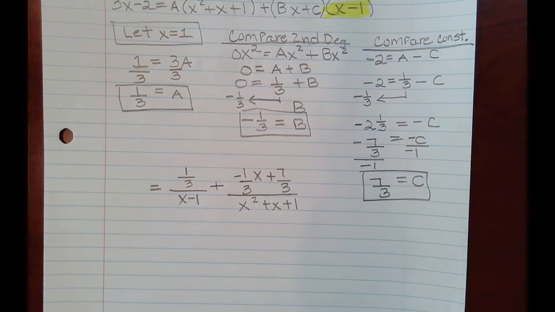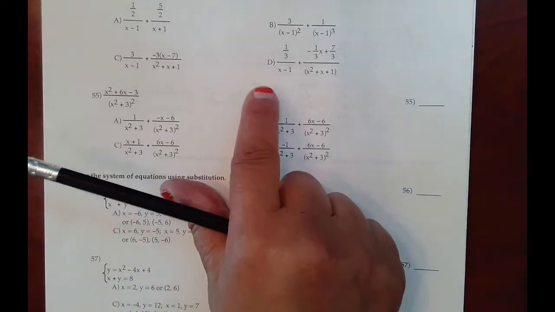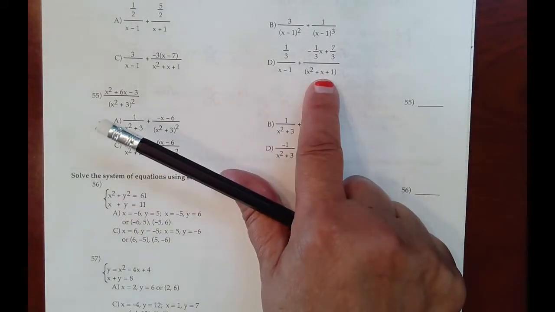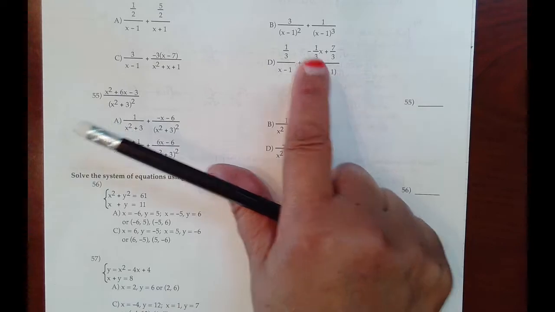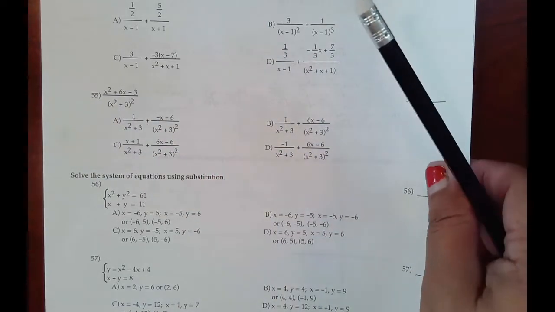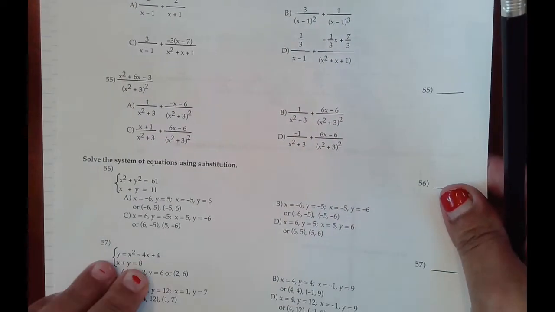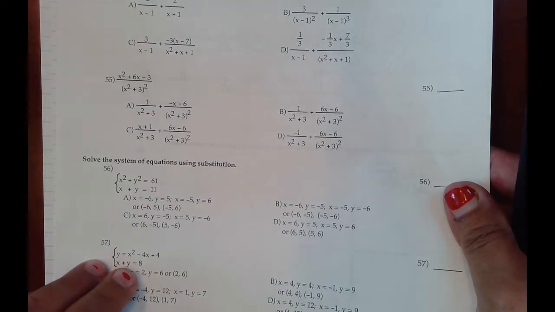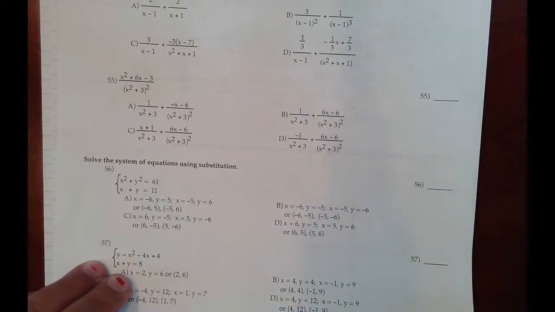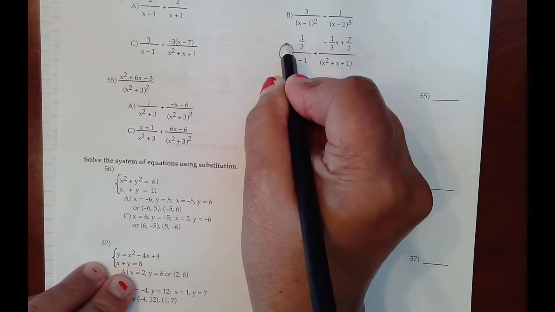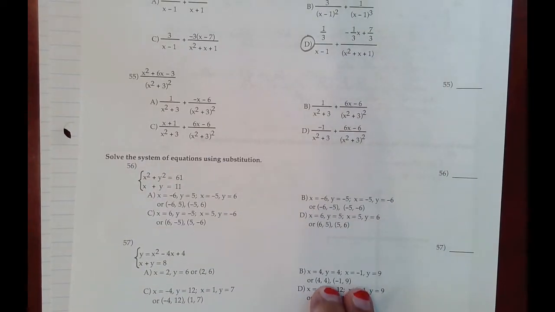Let's see, this may have been multiple choice for 54. And there we go, right there. That is D. We have 1/3 for the x minus 1 and -1/3 plus 7/3 for the x squared plus x plus 1 denominator. Okay, so 54 is D.